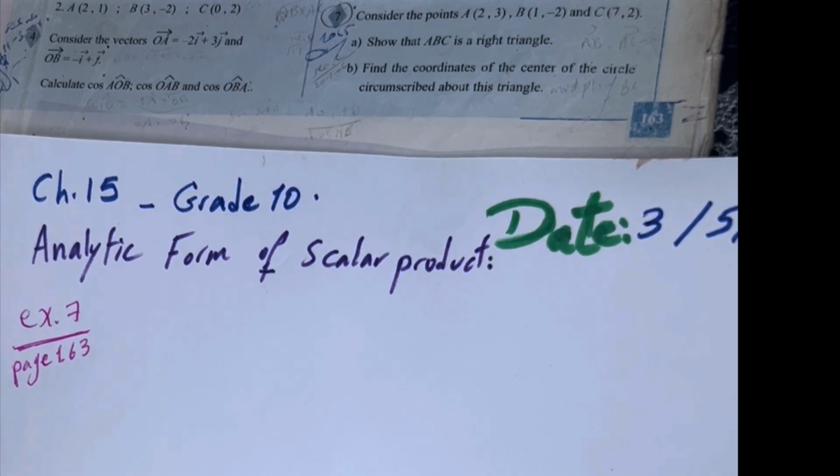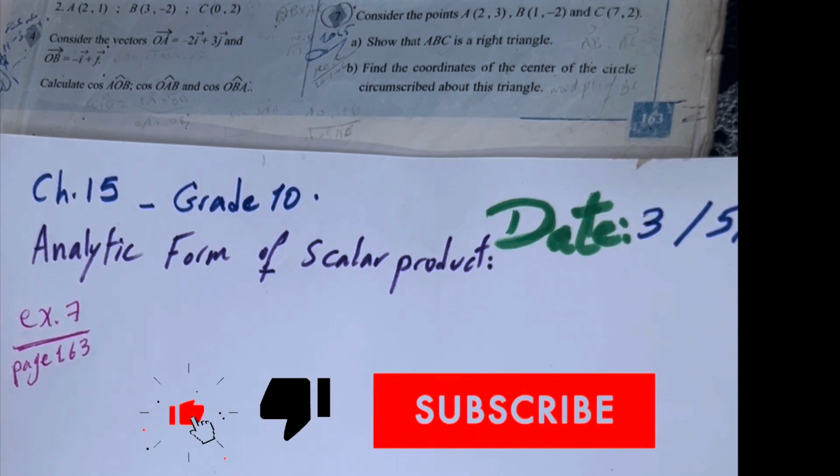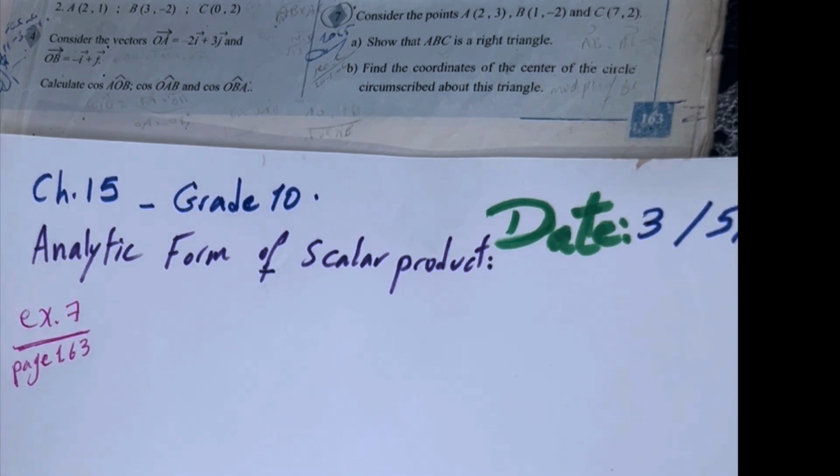In grade 9, you used to solve this kind of exercise using the Pythagoras theorem. You find the lengths of AB, BC, and AC, if you remember, and then find them in square form. Then you find the relation, for example, BC square equals AB square plus AC square, and like this you can prove that the triangle is right at A. But now, since you took the analytic form of the dot product or scalar product, it's easier.